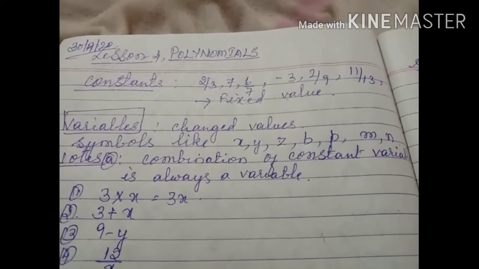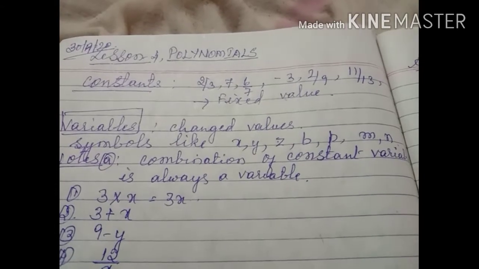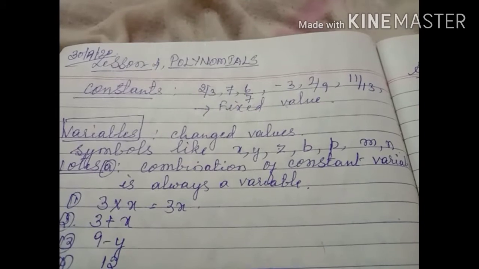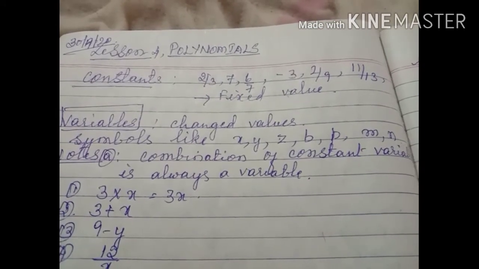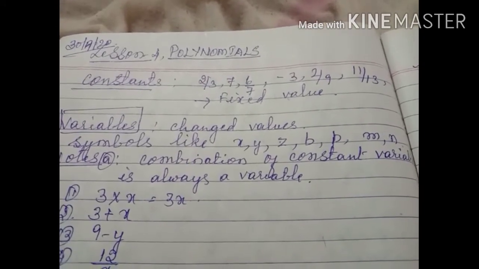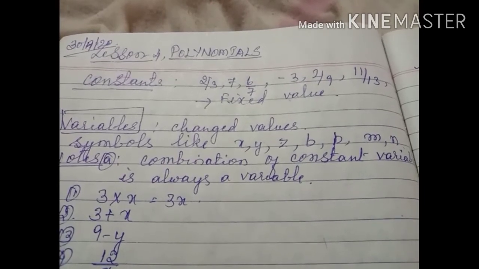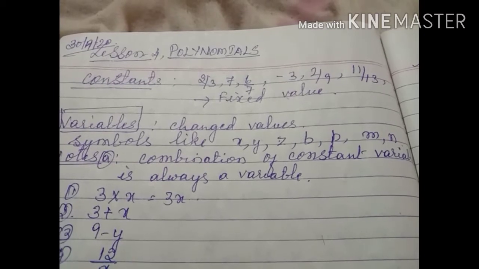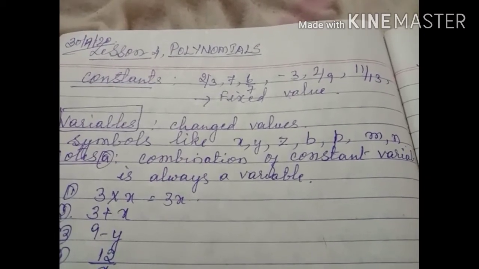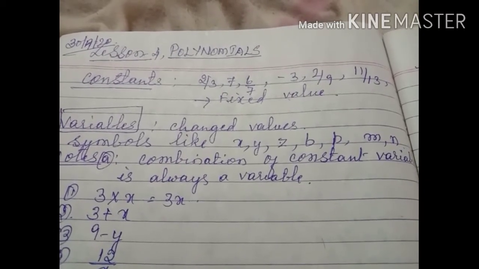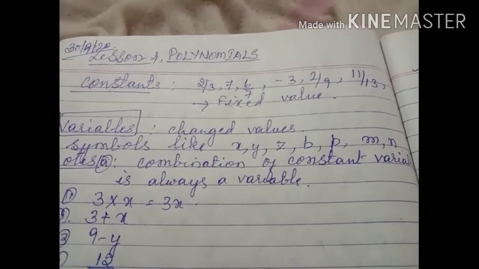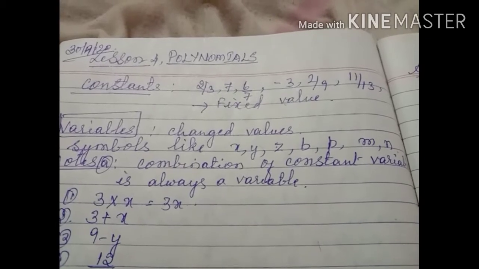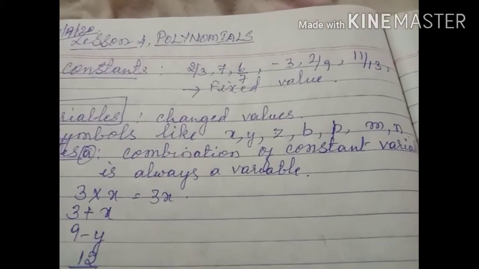Constants are the fixed values, and the variables are changed values. Constants are like all numerals. We can say all numerals are nothing but constants, and variables are all like alphabets in English, the familiar alphabets like X, Y, Z, B, A, M, N, all these we use. Okay, now let us see what rules in variables and constants we have to follow.